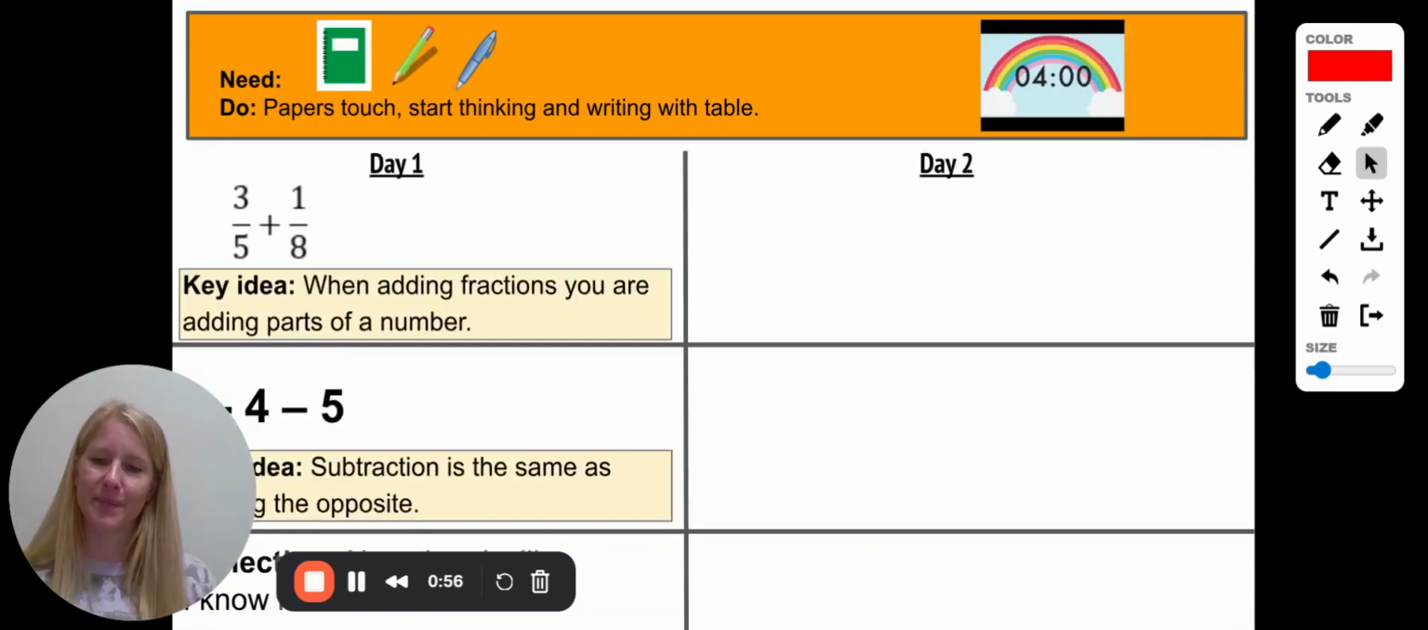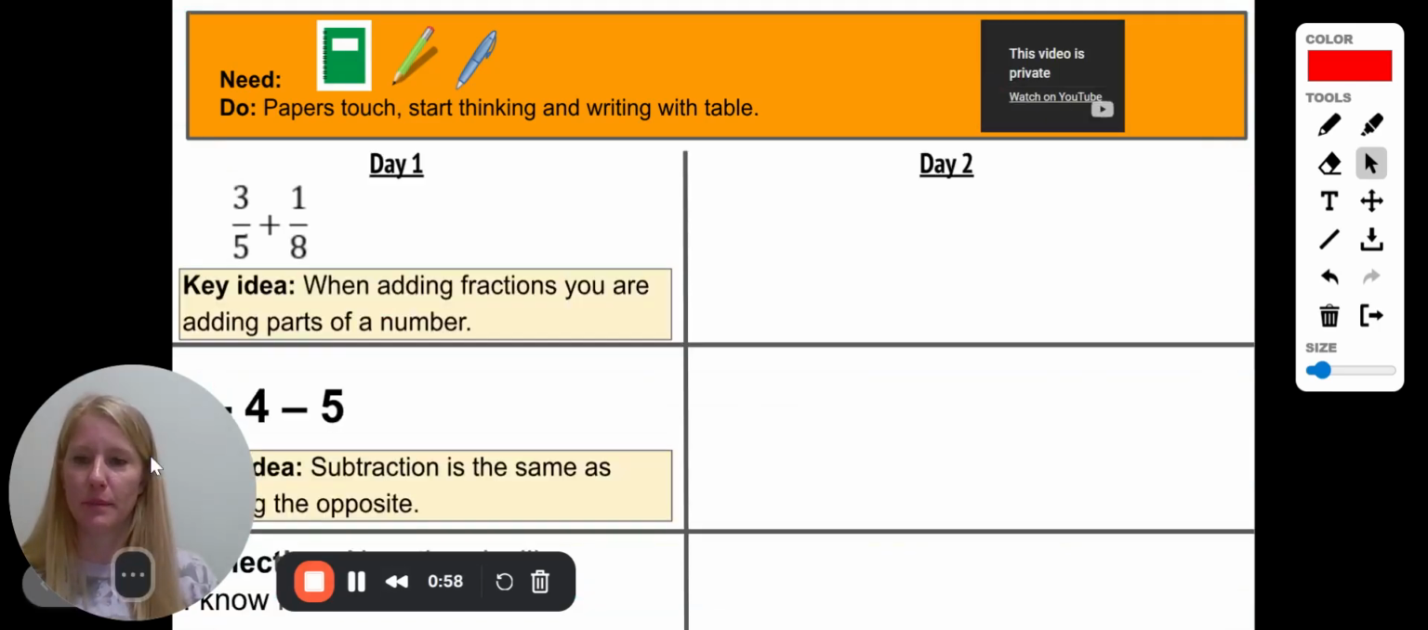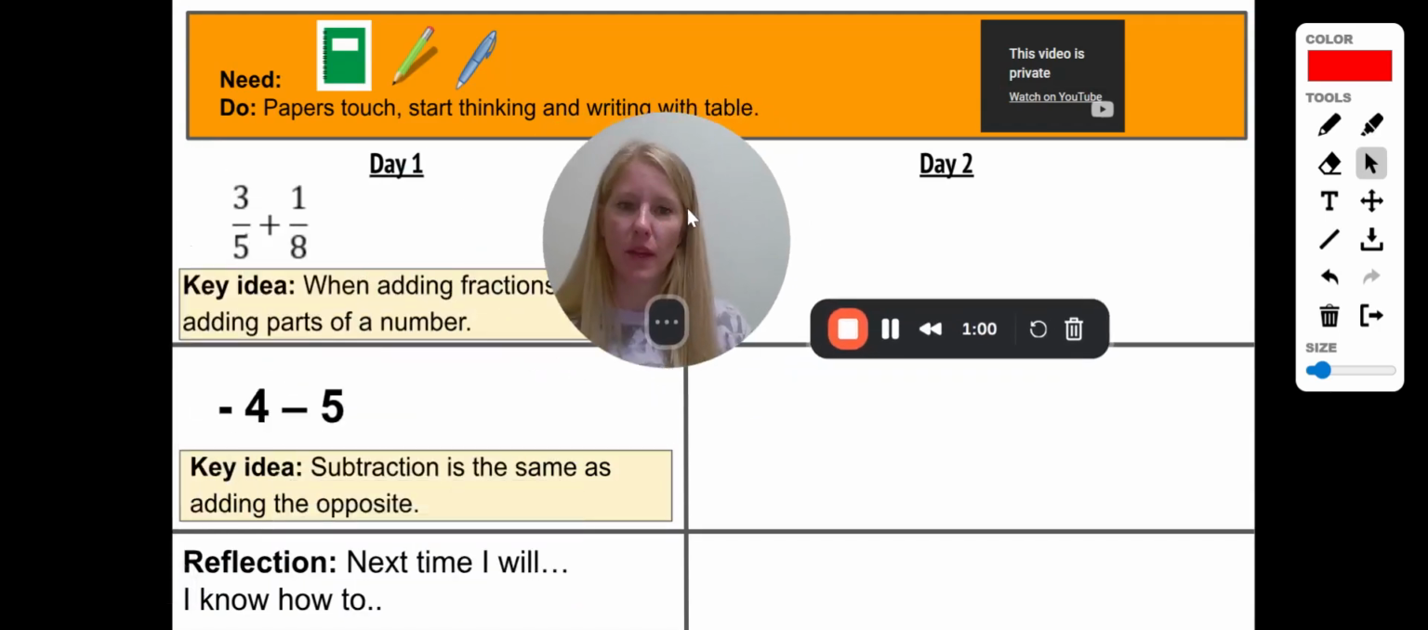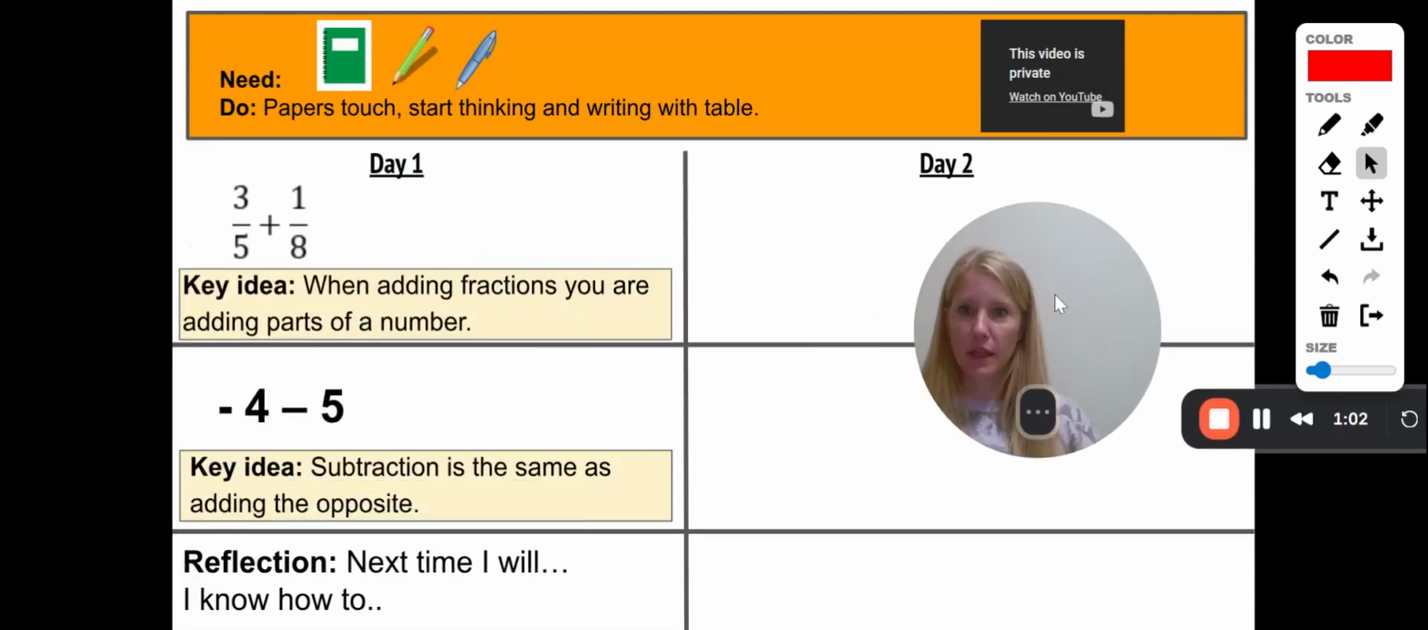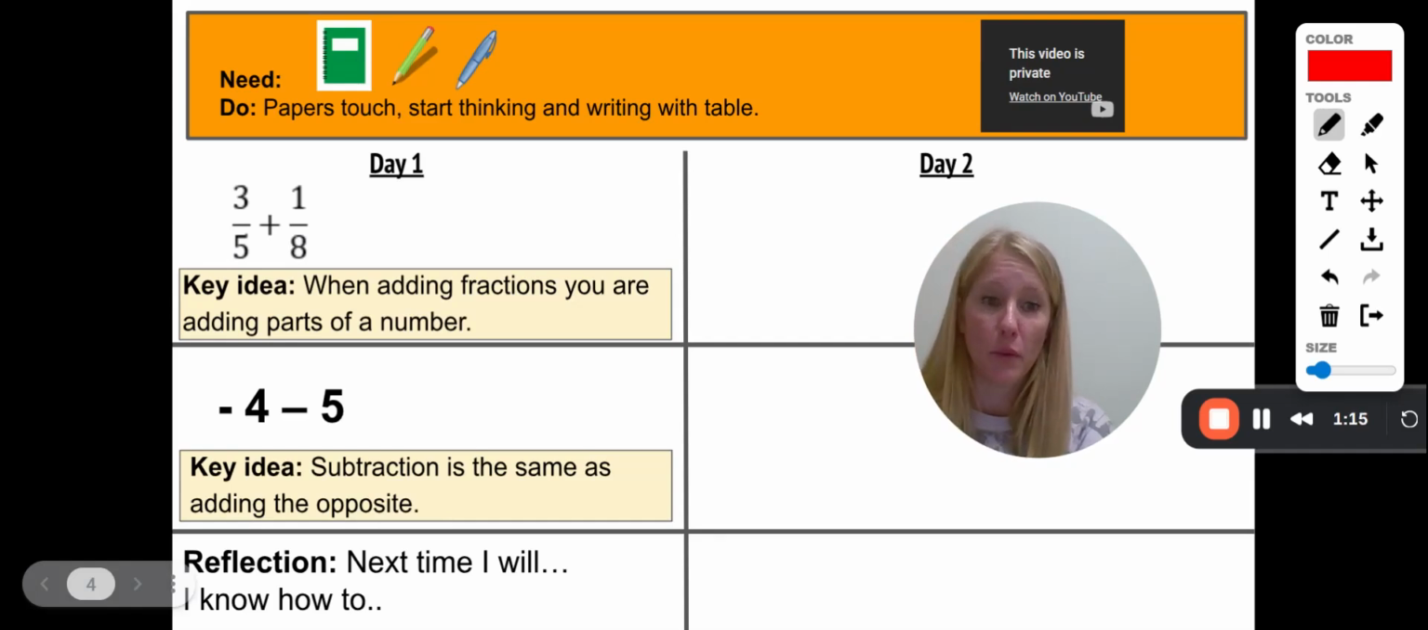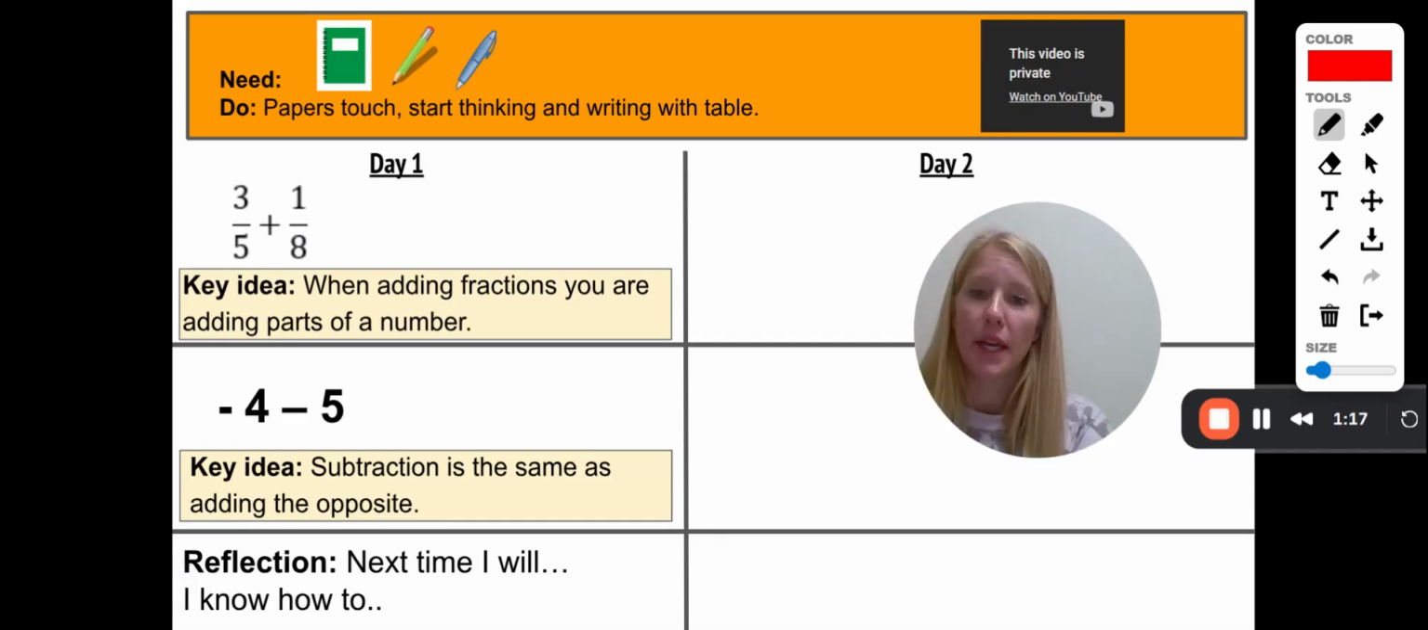All right. Here are our problems. I'm going to move my head over here. So the first problem we're going to do is adding fractions. And so you are going to add those 2 fractions together. And in that first box, you're also going to write the key idea. Write out all these words. When adding fractions, you are adding parts of a number.